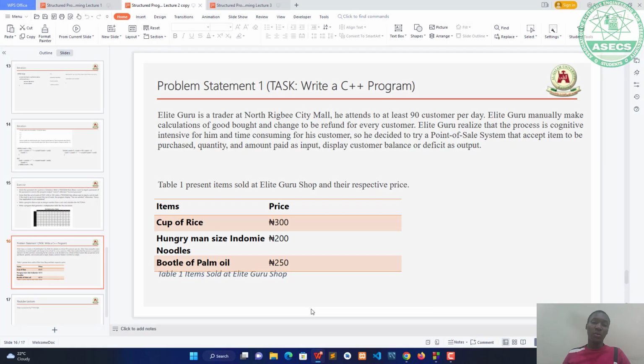Well, bari mu koma kan problem so we understand it again. Actually, Another Guru is a trader at Nyanya City Mall. He attends at least 90 customers per day. Another Guru manually makes calculations of good board and change to be refund for every customer.